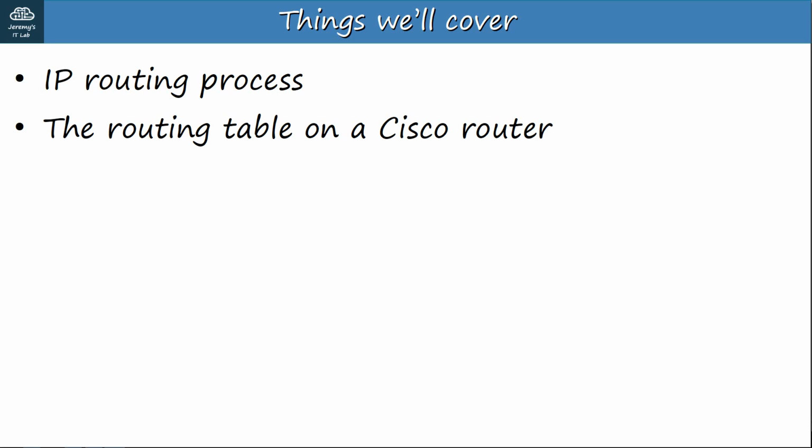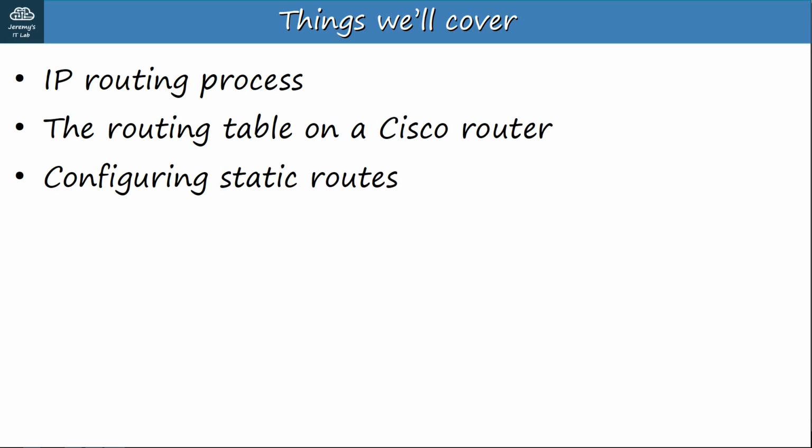So let's take a look at what we'll cover in this video. We'll cover the IP routing process, starting from the end host that wants to send a packet to an end host in another network. I'll give you an overview of the routing process, specifically as it applies to IP, the Internet Protocol. We'll examine the routing table on a Cisco router. Routers keep a routing table, which stores a list of known destinations and how to get there. It's important to be very familiar with the routing table, as you'll be using the show ip route command a lot as a network engineer. Also, we'll look at how to configure static routes, which are routes you manually configure on a router.